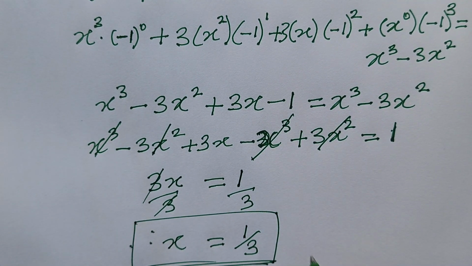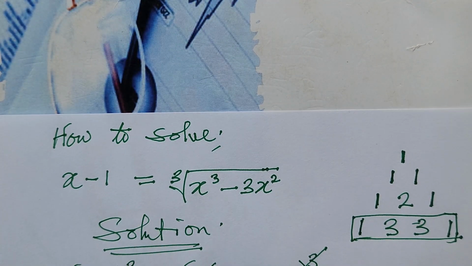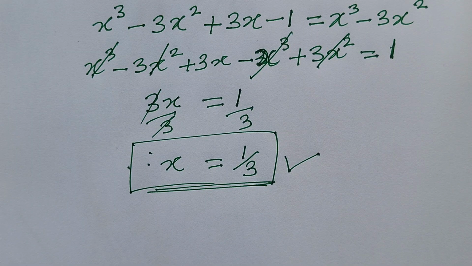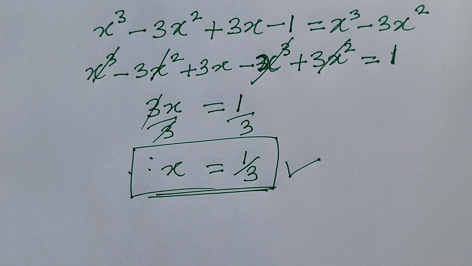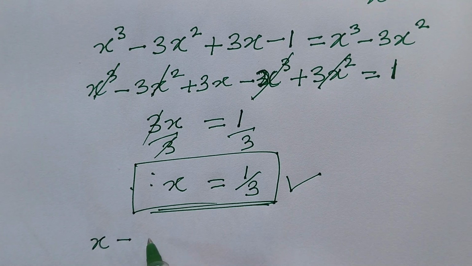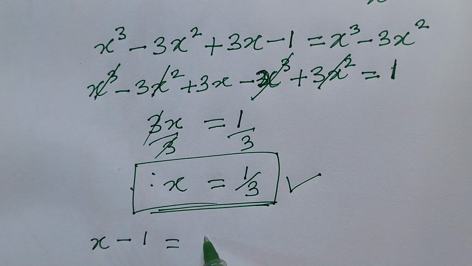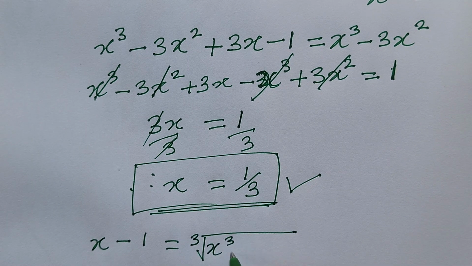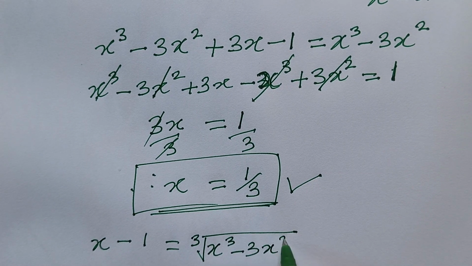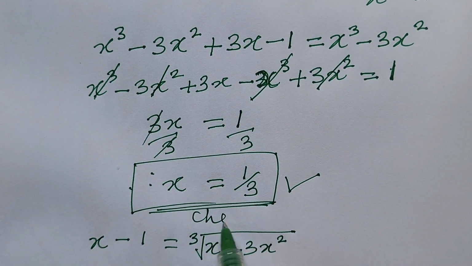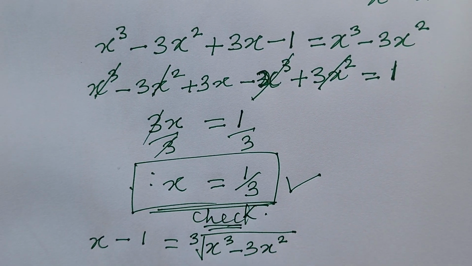Okay, so this is the value of x that will satisfy this original equation, this radical equation. But let's do a simple check if this will satisfy the original equation. So our equation, we have x minus 1 equal to the cube root of x to the power of 3 minus 3x to the power of 2. Okay, again, we want to do the check.